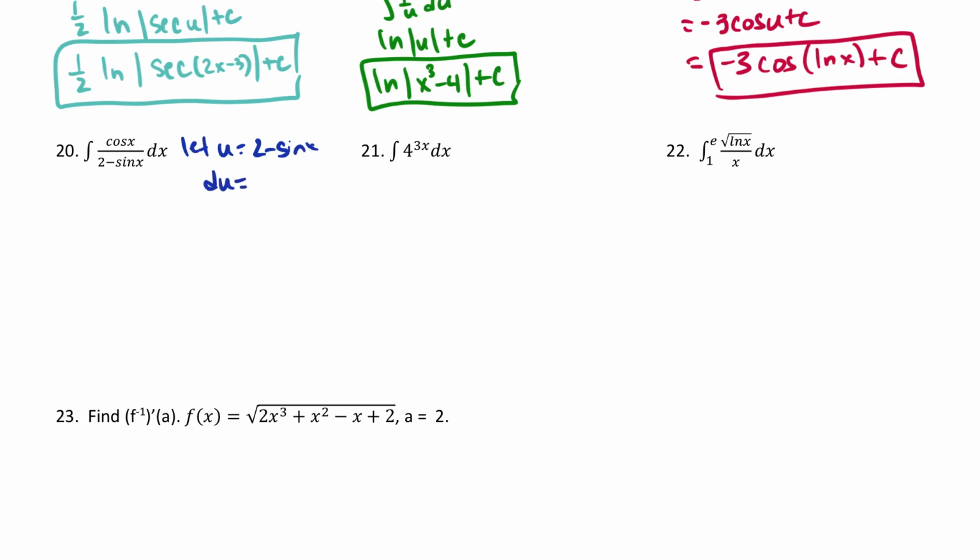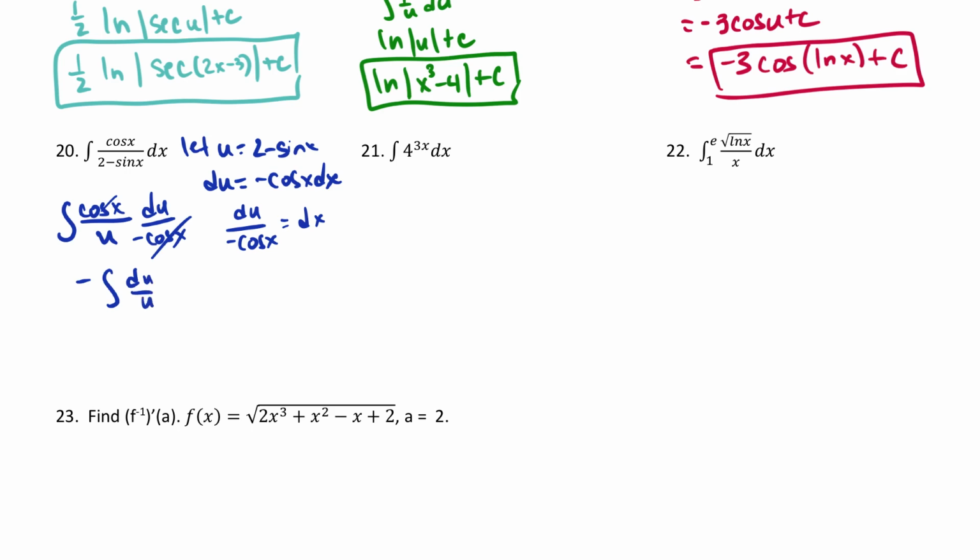Du will end up being negative cosine x dx, which gives me du over negative cosine x as being my dx. And let's make our substitutions. So here I'll just have cosine x on the top. This bottom became the u, and then this became du over negative cosine x. Again, conveniently those go away. I have negative the integral of du over u, which is 1 over u du, which comes out to be negative ln absolute value of u plus c. So negative ln absolute value of 2 minus sine x plus c.